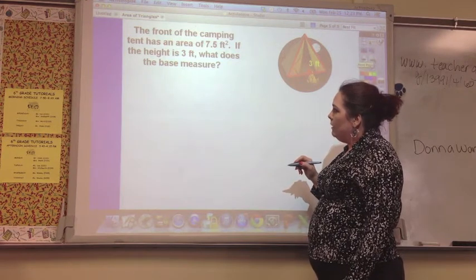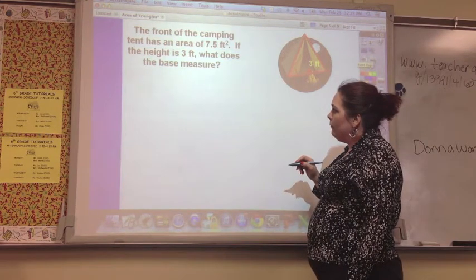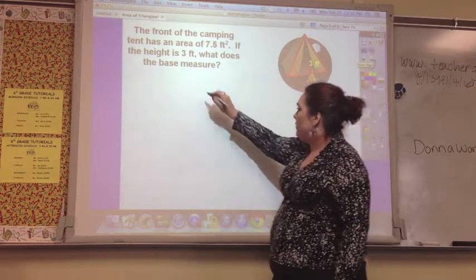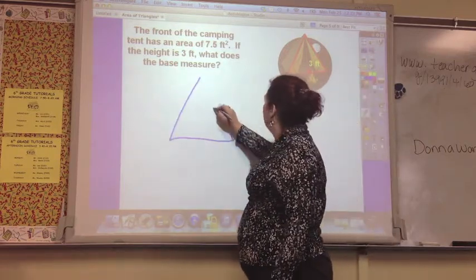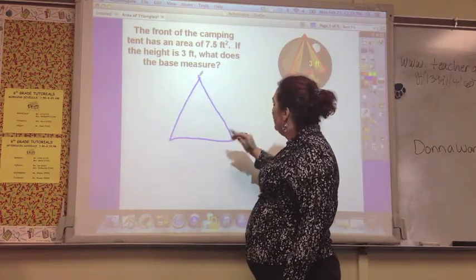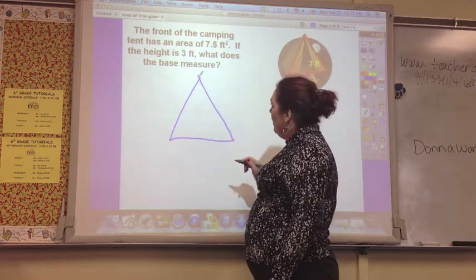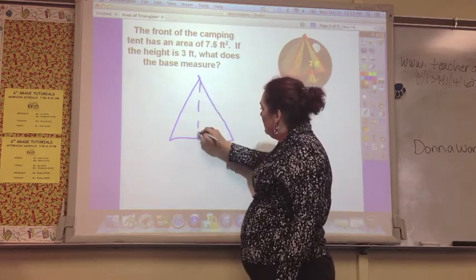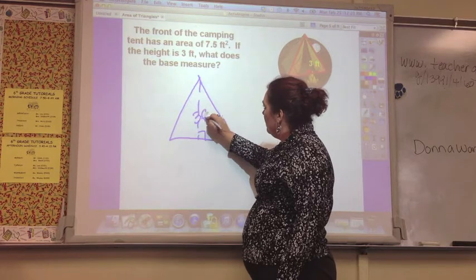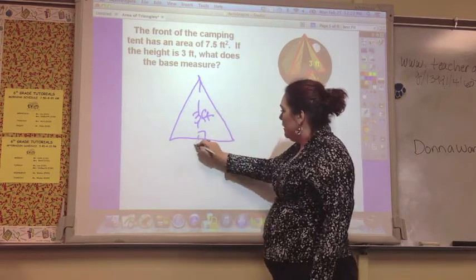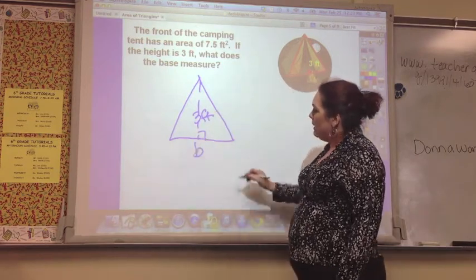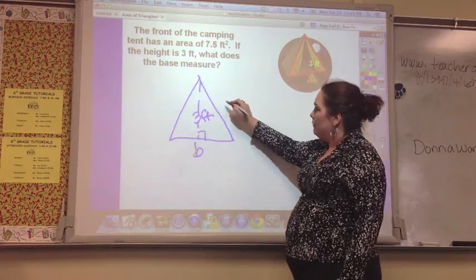The front of a camping tent has an area of 7.5 feet squared. So we've got a tent. Here's the picture, but I'm going to draw one. If the height is 3 feet, what does the base measure? So I need to know the base, and this area part is 7.5.